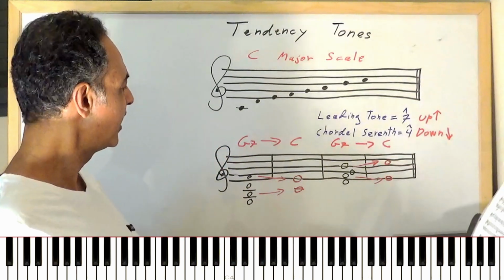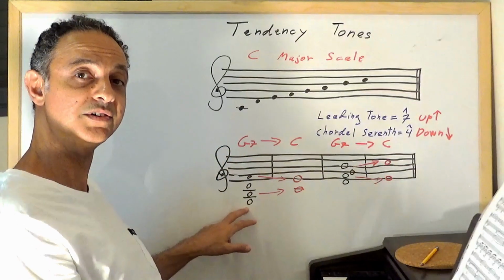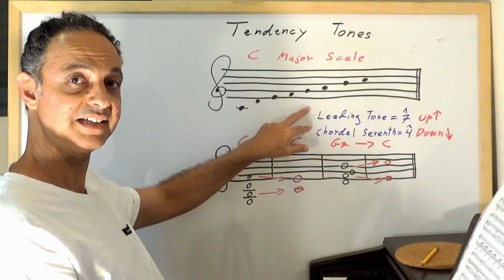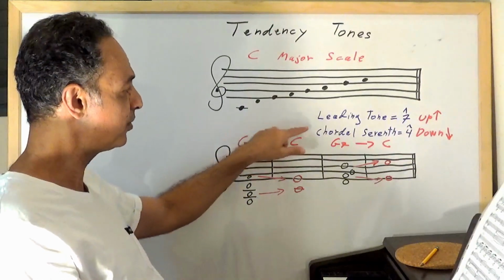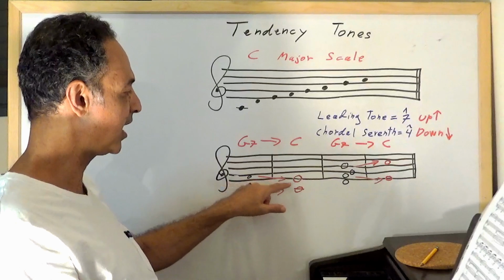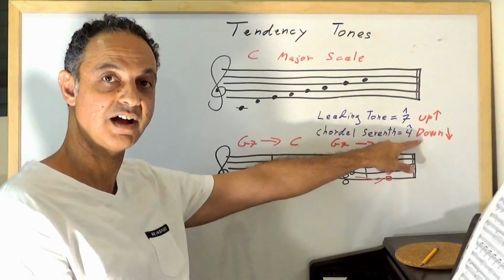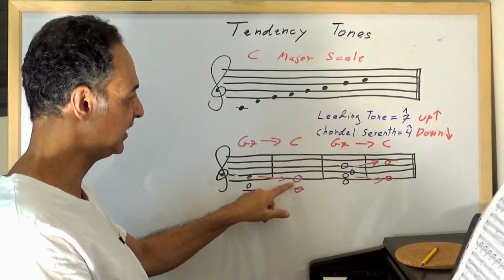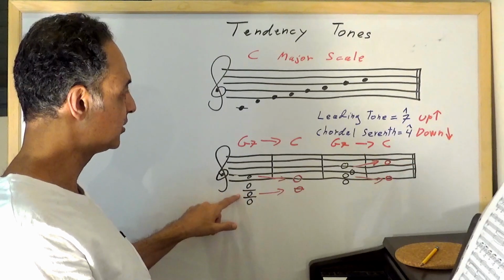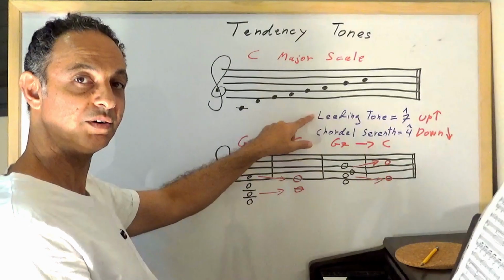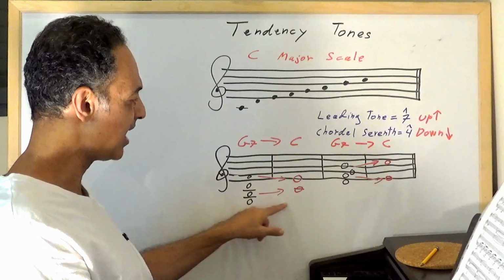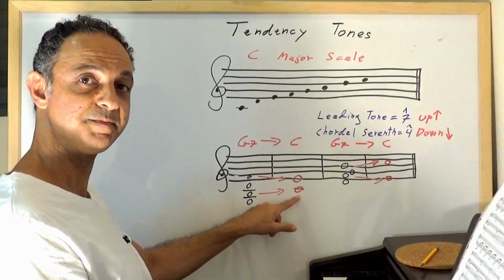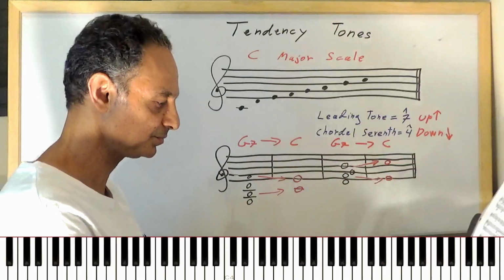And of course, if you want to resolve this chord, you need to go by the guidelines. So the chordal seventh will resolve down by half step to the note E. And the leading tone, the note B, will resolve up by half step to the note C. So it will sound like this.